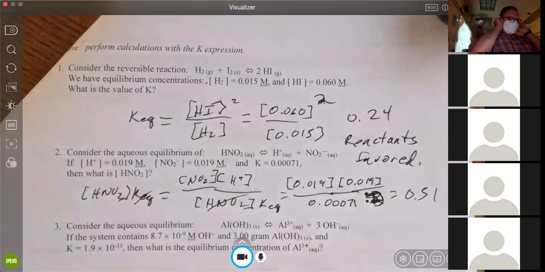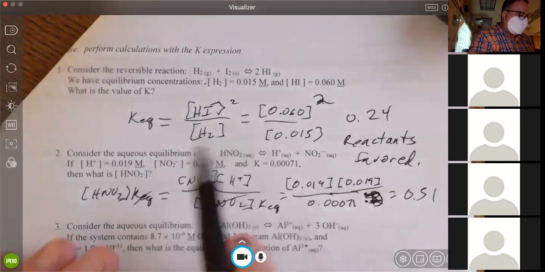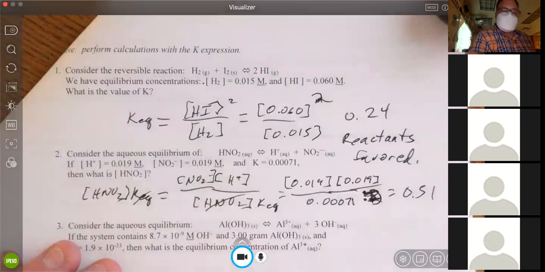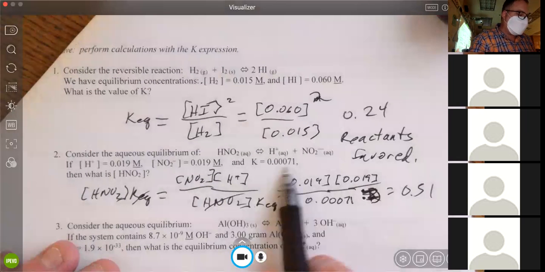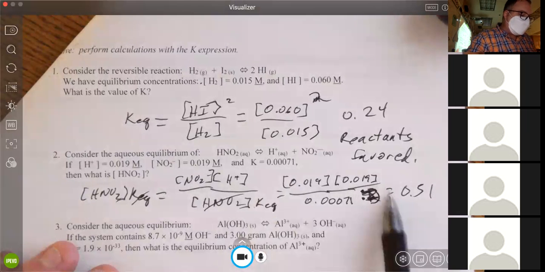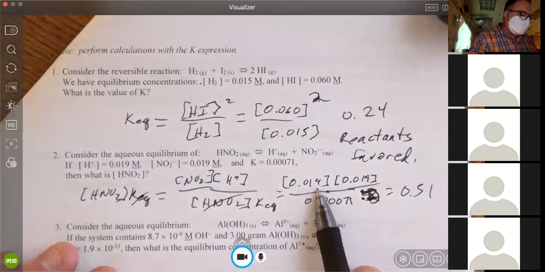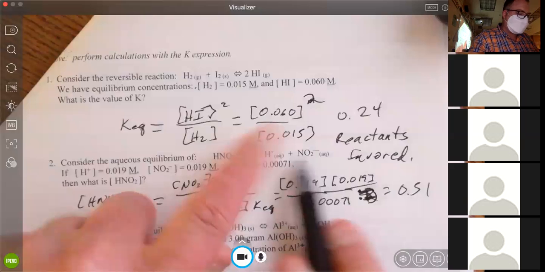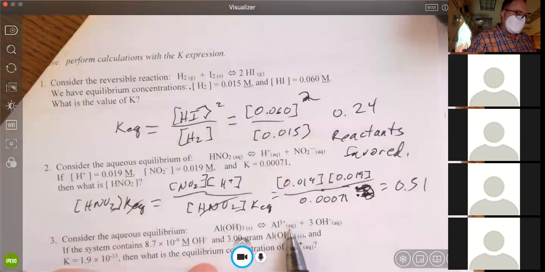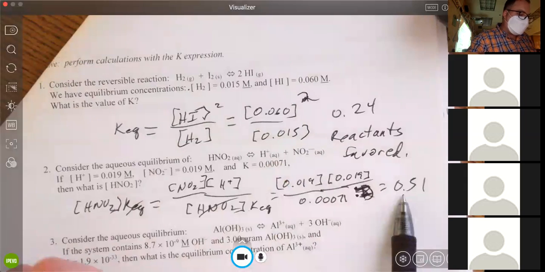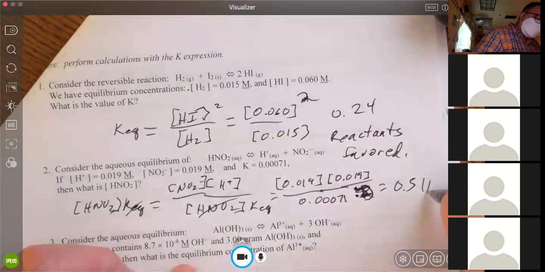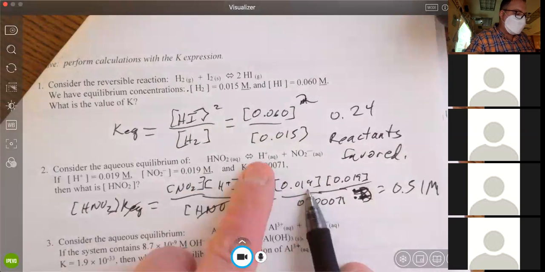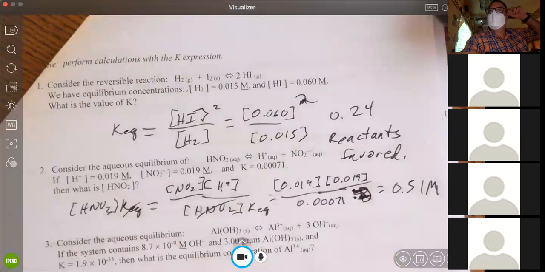What I do want to show you is that this is actually an acid. This is nitrous acid, and it is a very weak acid. So that's why it has such a small K. So if we have 0.019 of each of these, notice that as this reaction goes forward, we're going to get the same amount of this as the same amount of this that forms, aren't we? So at equilibrium, we have 0.51, and this does get a unit, moles per liter, of the HNO2 compared to the 0.019 of H and 0.019 of NO2 moles per liter.